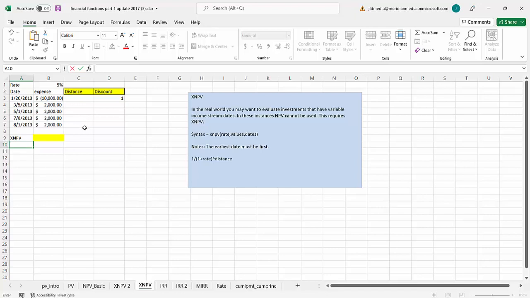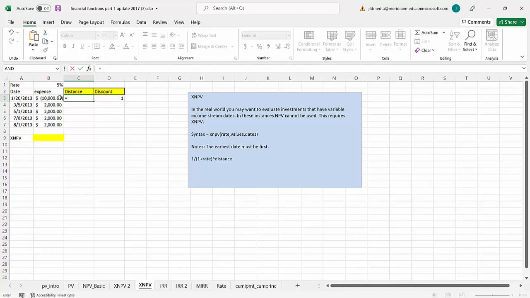So to manually calculate XNPV, you'll have to first calculate the distance between cash flows, and then you'll have to use this formula down here to calculate the discount rate per cash flow. And then you'll use SUMPRODUCT to calculate the XNPV based on your cash flows and your discount rates. So step one is you've got to calculate the distance between each cash flow. There's an easy way to do that.